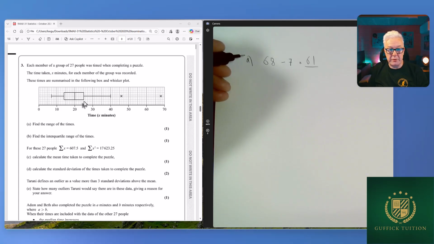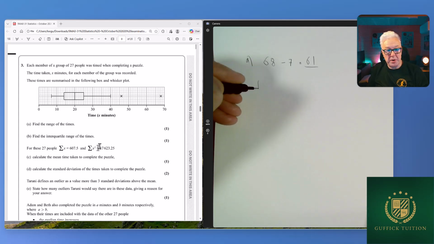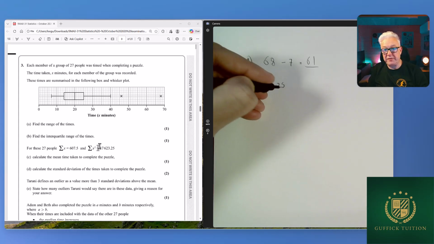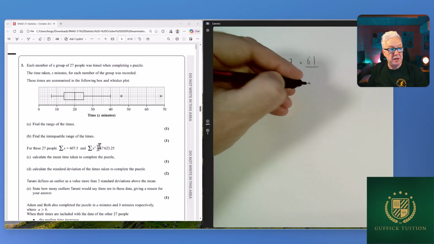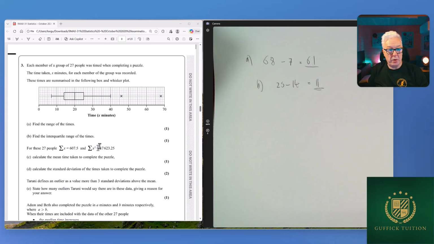Find the interquartile range. Well, that's just going to be upper quartile, take away lower quartile. So part B is just going to be 25, take away 14. So that is going to be 11 for that one.